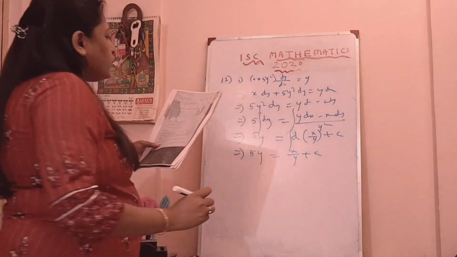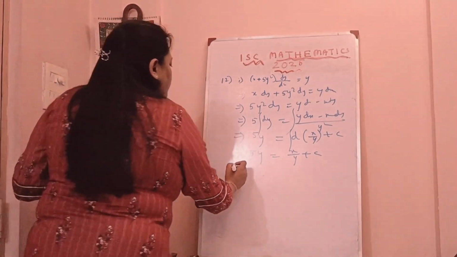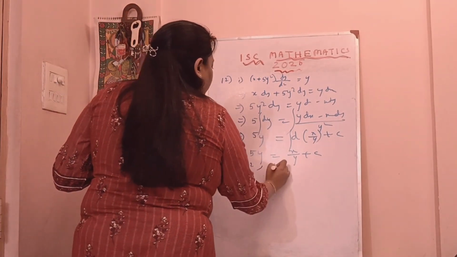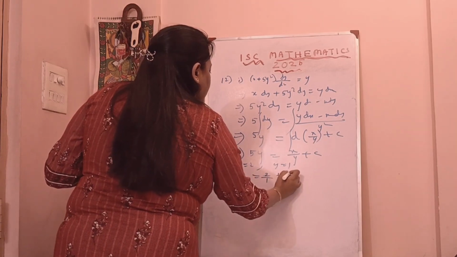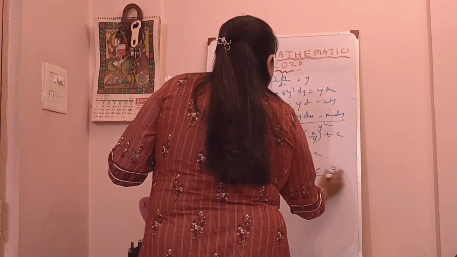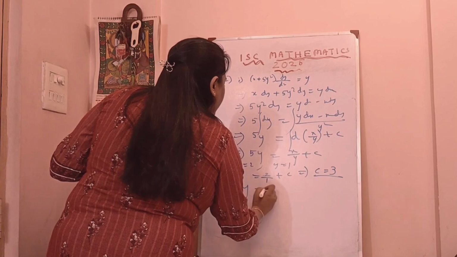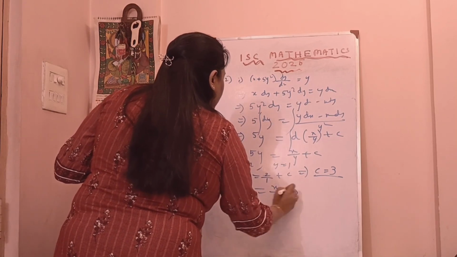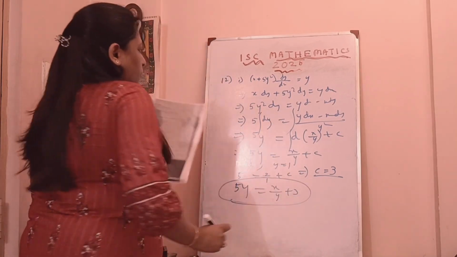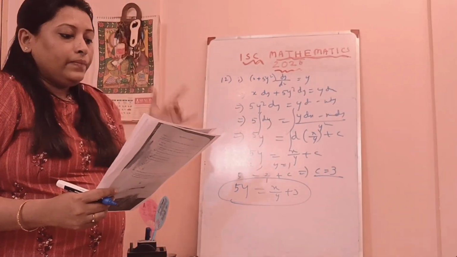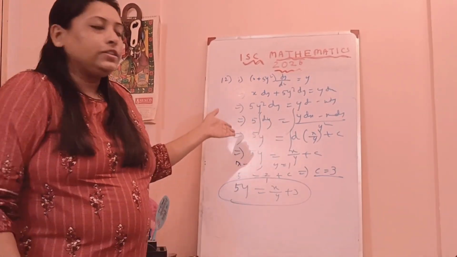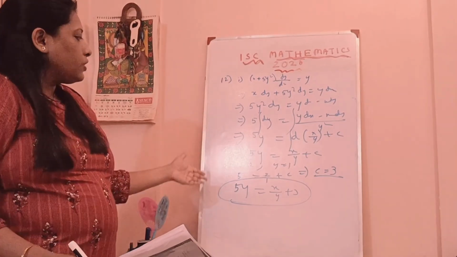Now you have to put the value x equals 2 and y equals 1. So 5 = 2/1 + c, so c equals 3. So 5y = x/y + 3. This is the required solution. You can take a screenshot or write it down, whatever you want.